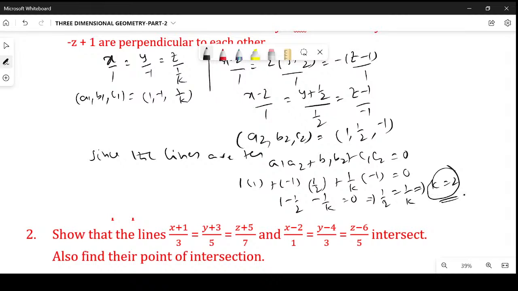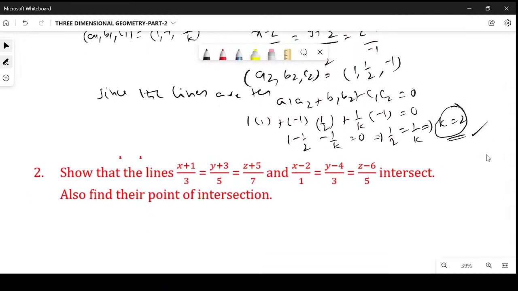Your answer is k = 2. When the given lines are perpendicular, the sum of the products of the DRs is equal to 0: a1a2 + b1b2 + c1c2 = 0. Substitute in this and we get the value of k. Like this we can do this simple problem, but the model is important. It is an expected question also.